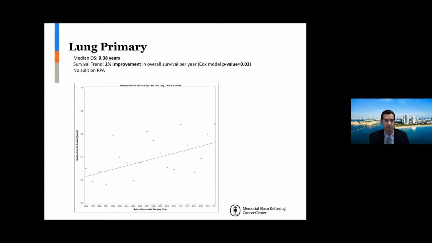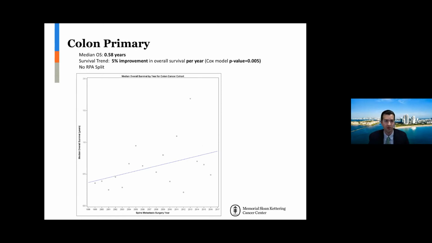For lung primary patients, you can see that the overall survival for the cohort is fairly poor. It was only about 0.4 years. However, there has been a 2% improvement in overall survival per year based on the year of operation in these patients. There was no split year, however, on recursive partitioning analysis. This was just a steady increase. And finally, for colon primary patients, there was a 5% improvement in overall survival per year, with also no RPA split on further analysis.